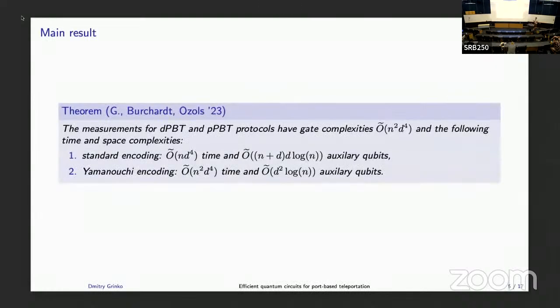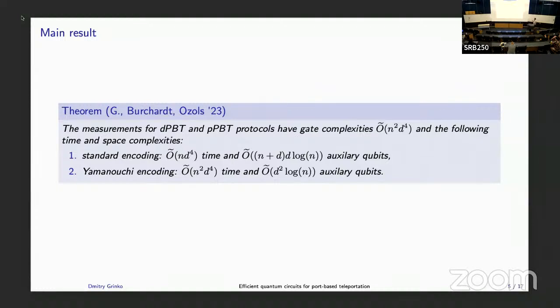Basically, the statement of the main result is as follows. All measurements for deterministic and probabilistic protocols have the following gate complexities. You can implement them with this gate complexity, n to the second power times d to the fourth power, up to polylogarithmic factors in n, d, and 1 over epsilon, where epsilon is the precision. But depending on the different encoding which you choose, how to compress basis of irreducible representations, which appear in that context.